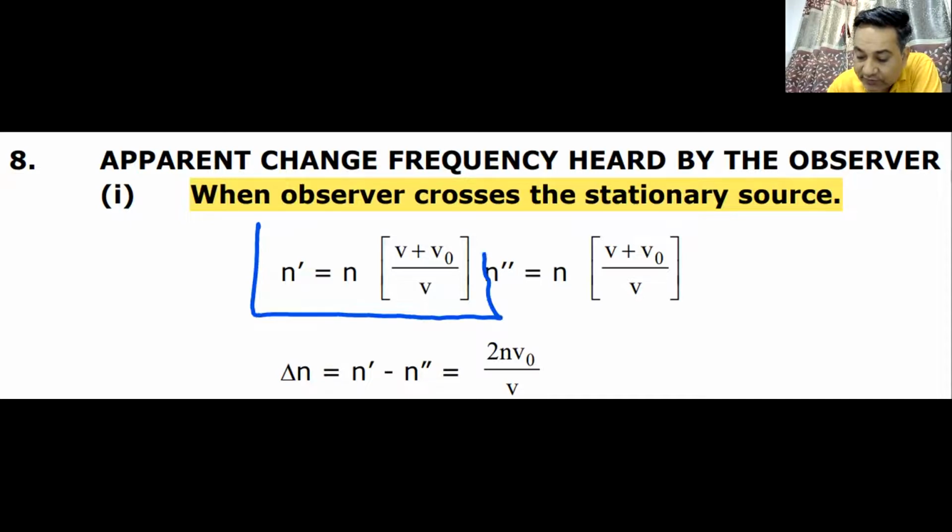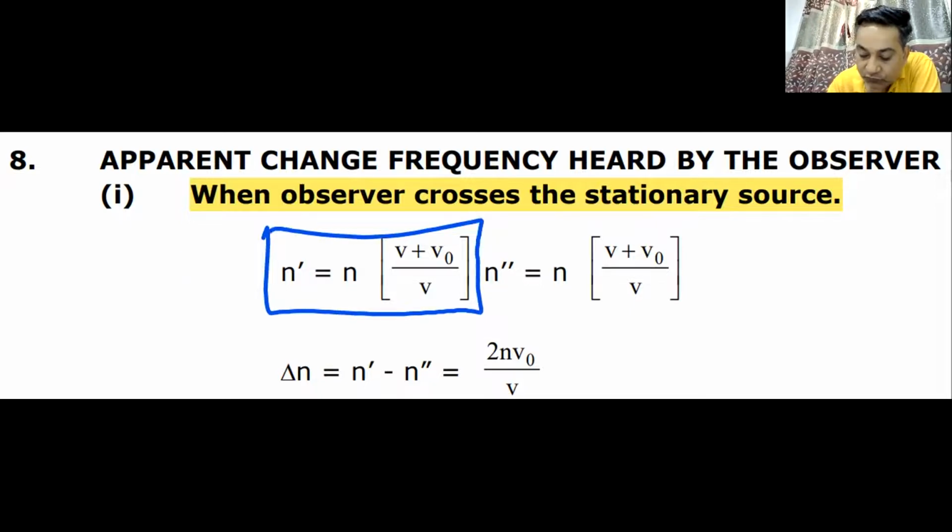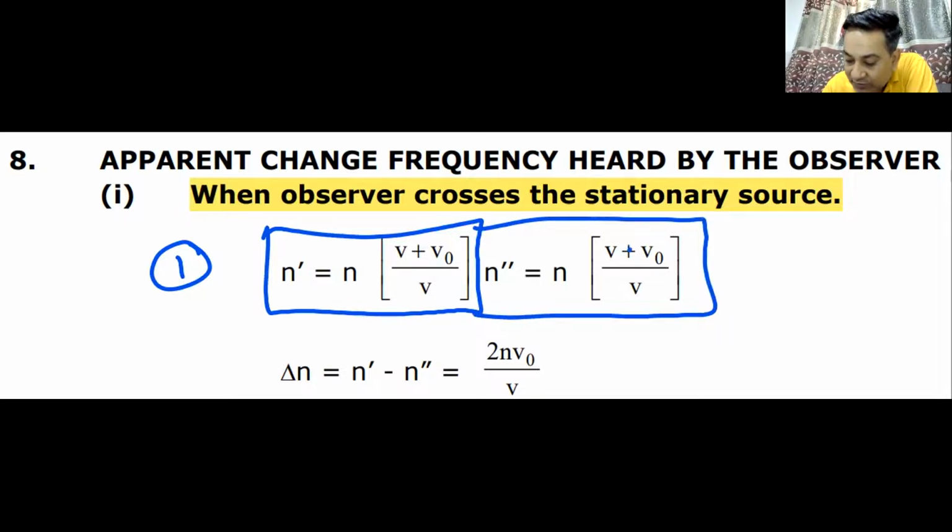Yes or no? Yes, sir. I must do it again. This is the formula when he is moving towards the source, formula number one. This is the formula when he is moving away from the source. Again, a mistake of minus sign, so just make a minus sign. And then frequency number one, n dash, is more than frequency number two, n double dash. The apparent change in frequency will be n dash minus n double dash, and you will have this as the answer for the apparent change in frequency.